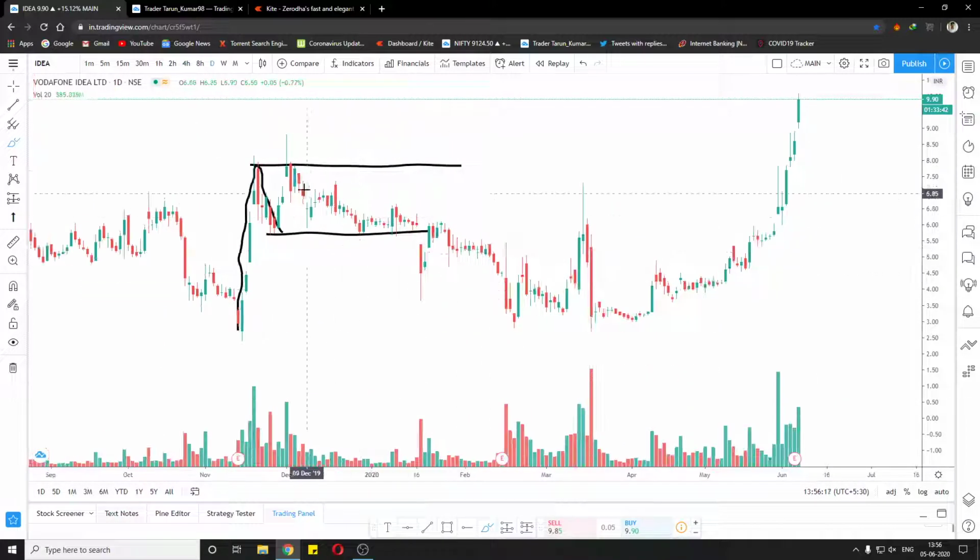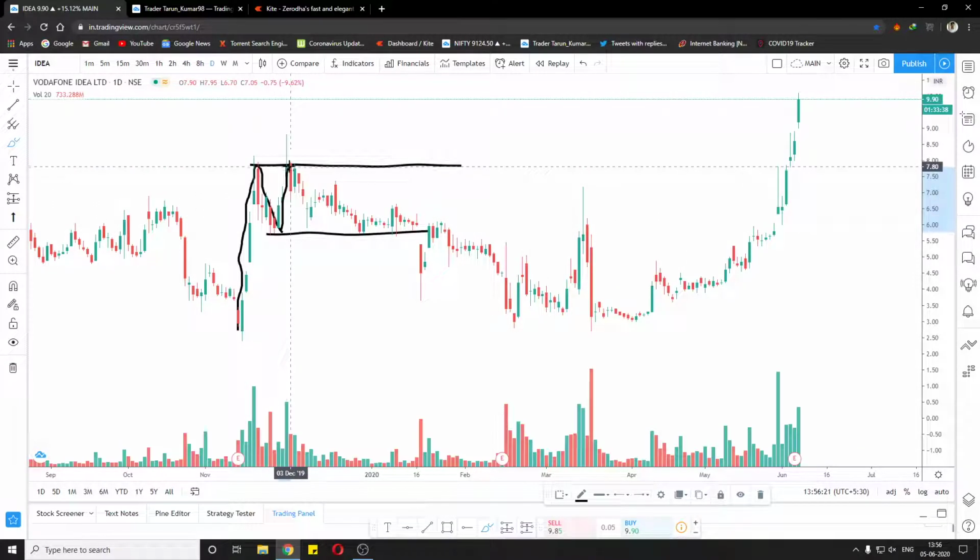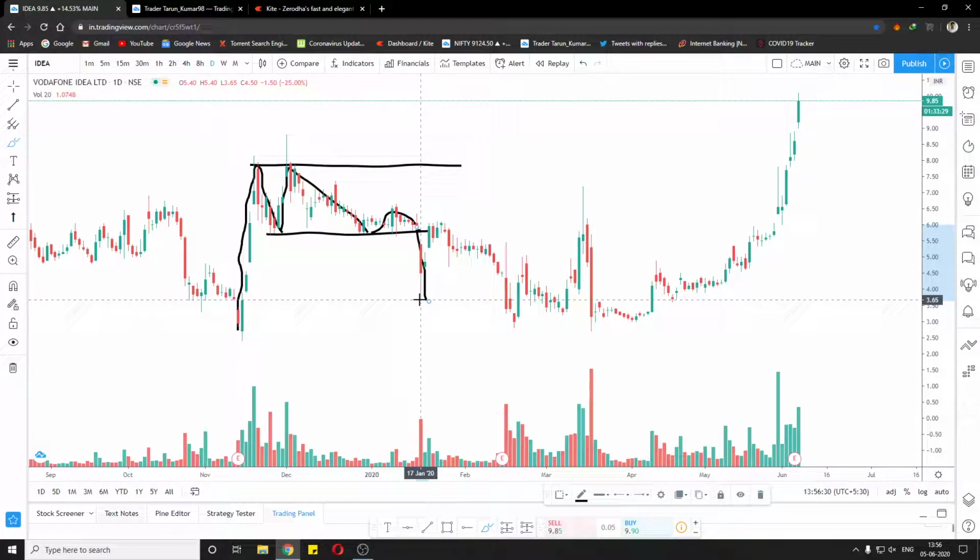So on the daily chart, we could not close above the resistance. So the resistance is still valid. We have two touches. Then we came down, and we are at the support. We came down again, and we finally breached.